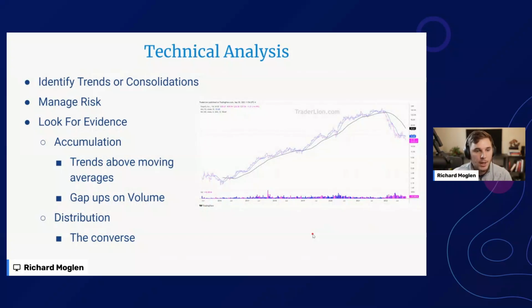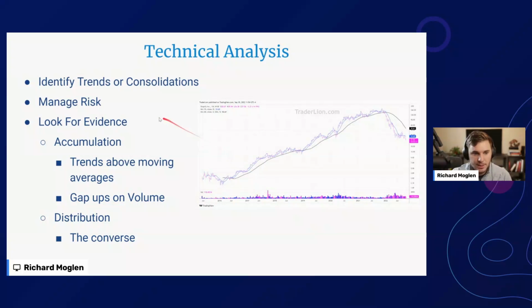So first, our number one goal is to identify trends or consolidation. Is the stock overall in an uptrend? Are we going sideways, or are we in a downtrend? There are 3 different possibilities. Then I'm looking to see, can I manage risk using a stop loss under a relevant high or low? I'm not going to get into stop losses at all. I think that's a talk for another conference. But I'm always using technical analysis to manage risk. That's one of the key uses for it.